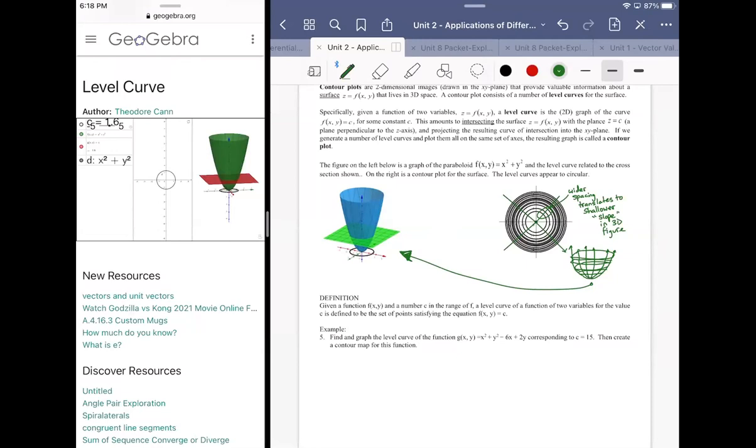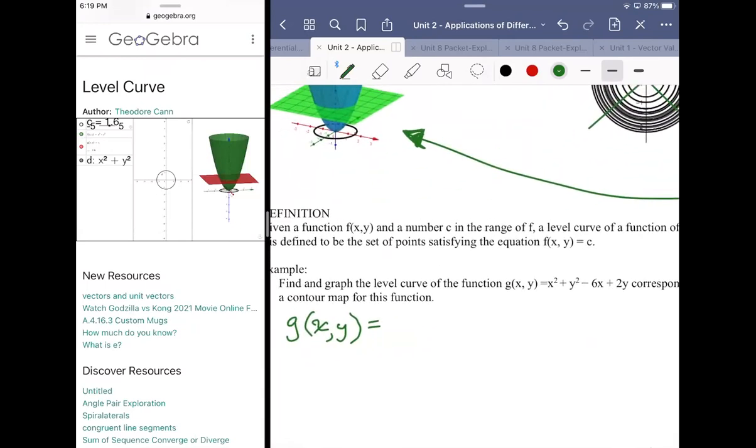All right. So what we're doing is if we're given a function, in this case g of x, y, that looks like it's a conic section in some capacity, then first thing we would want to do is get it into the appropriate standard form for that conic. All right. So I would write this as x squared minus 6x. I'd leave a little space to complete the square.